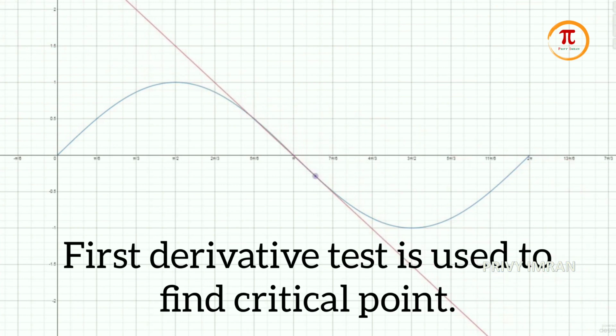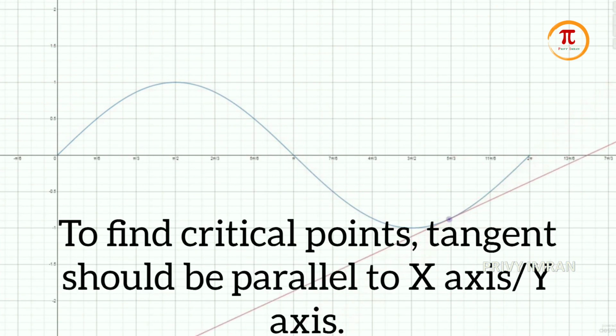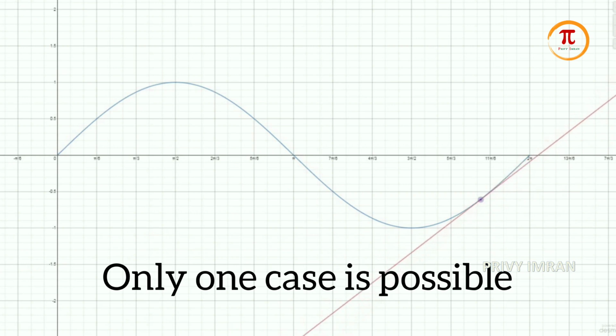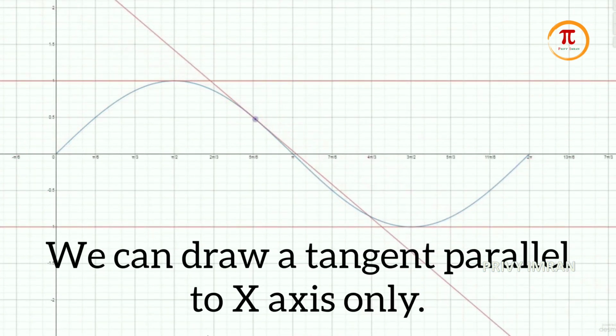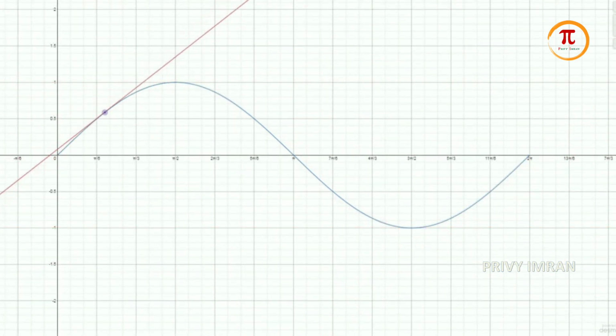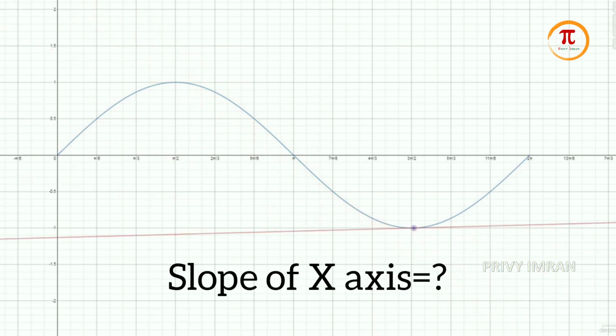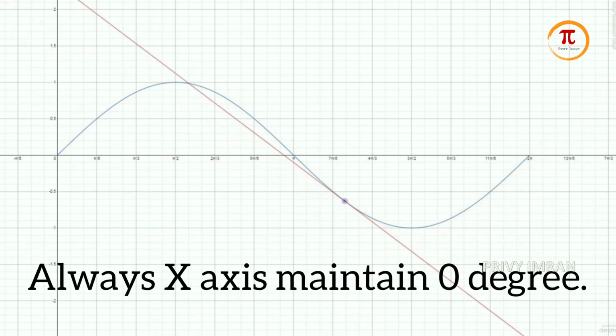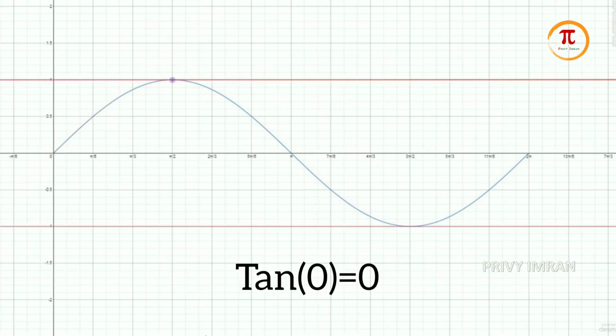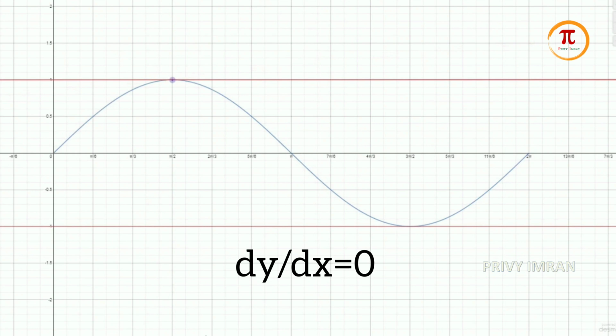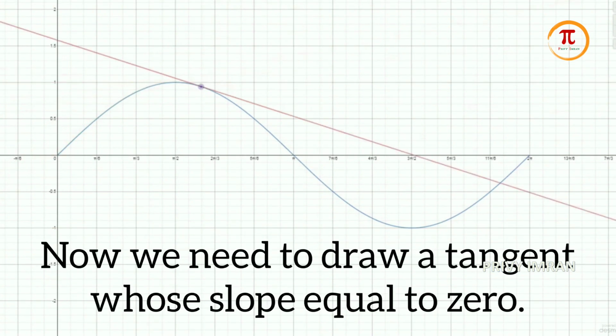Always the first derivative test is used to find a critical point. To find critical points, we want to draw a tangent parallel to the x-axis or y-axis. Here only one case is possible, that is, we can draw a tangent which is parallel to the x-axis only. To draw a tangent parallel to the x-axis, you need to find the slope of the x-axis. Always the x-axis maintains 0 degrees. Therefore, tan 0 value will be equal to 0, meaning dy by dx will be equal to 0. Now we need to draw a tangent whose slope will be equal to 0.